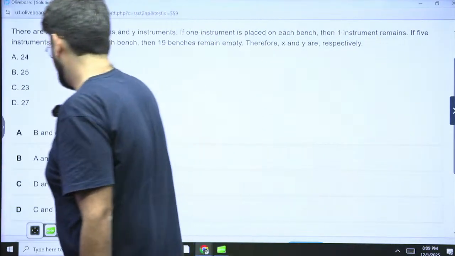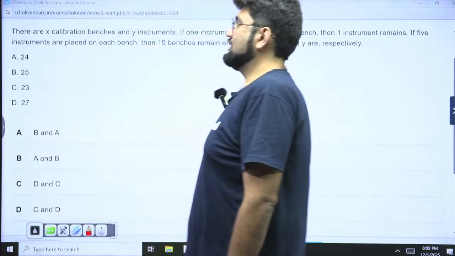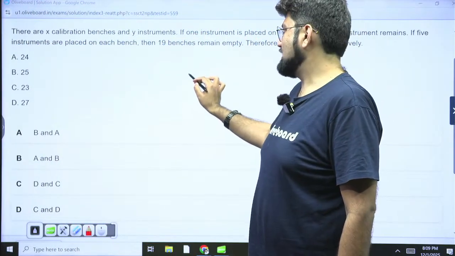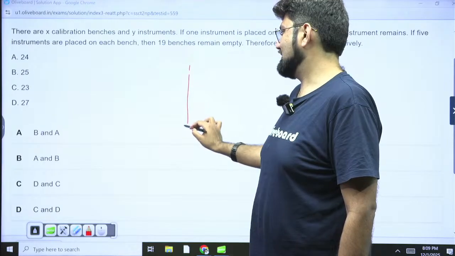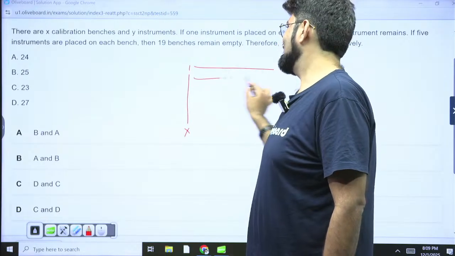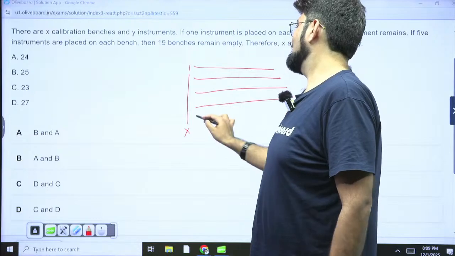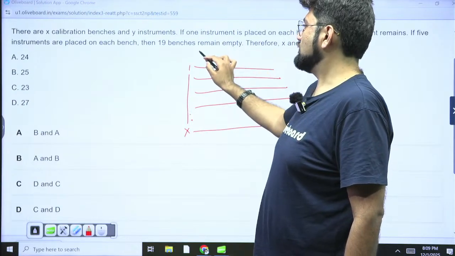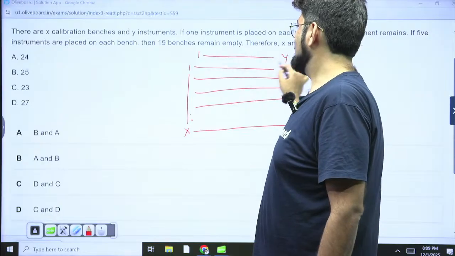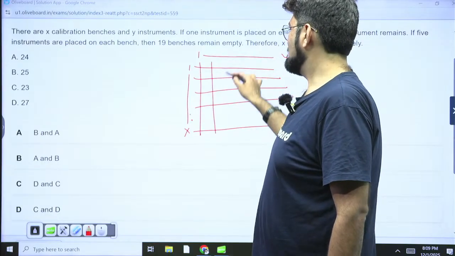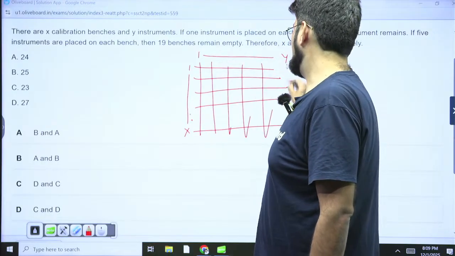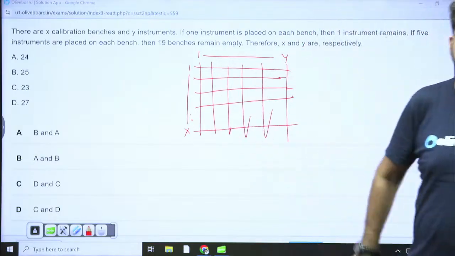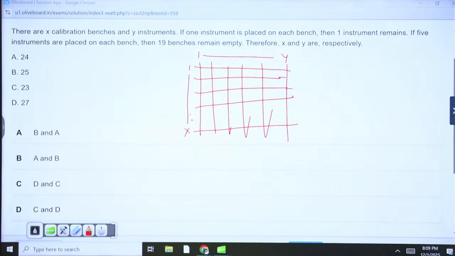See, there are X calibration benches and Y instruments. For example, there are X benches kept here. So bench number 1 to bench number X. These are benches 1, 2, 3, 4, so on and so forth till X benches. Okay, and there are Y calibration instruments. So 1, 2, 3, 4, so on and so forth till Y calibration instrument. That is how they are doing. So on each bench you may have multiple types of instruments. That's what they are trying to say.